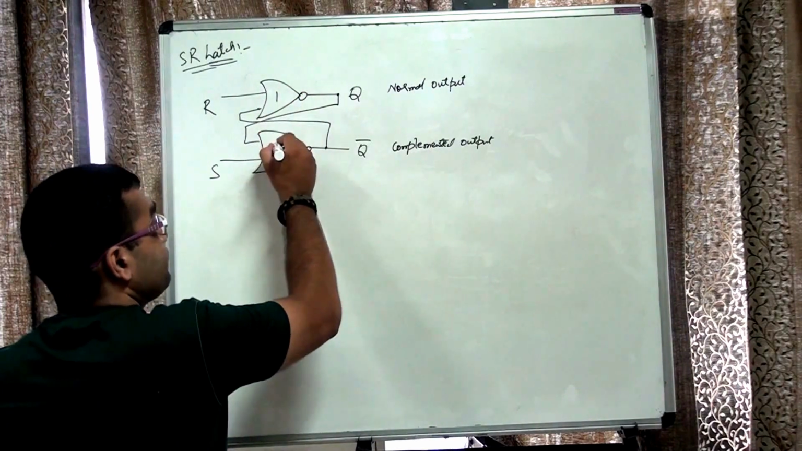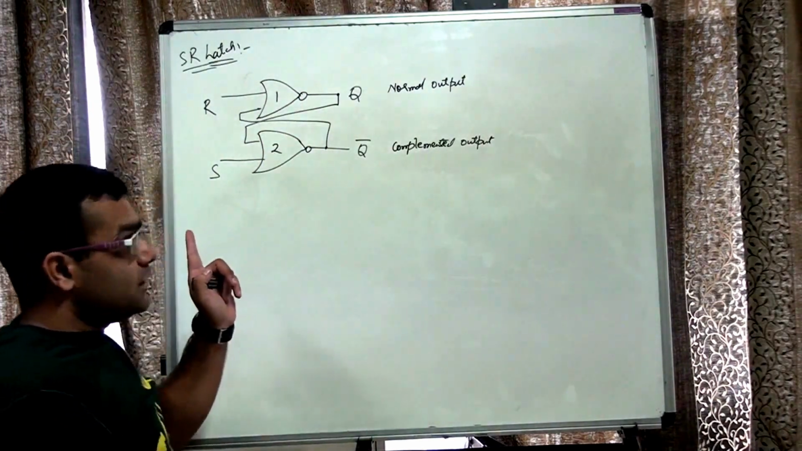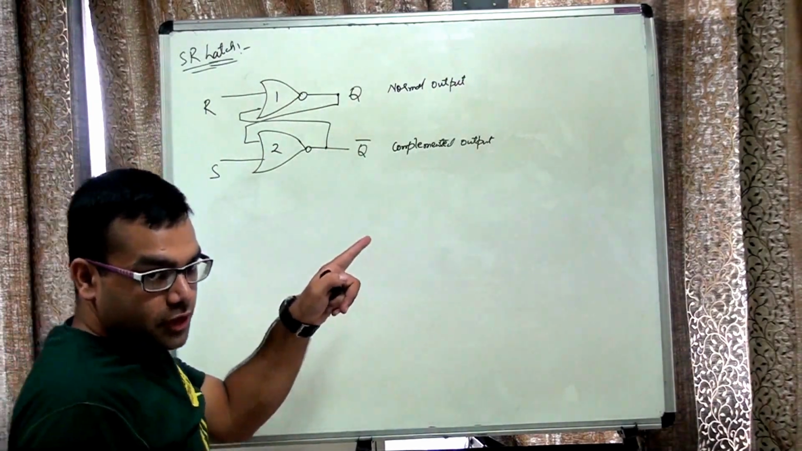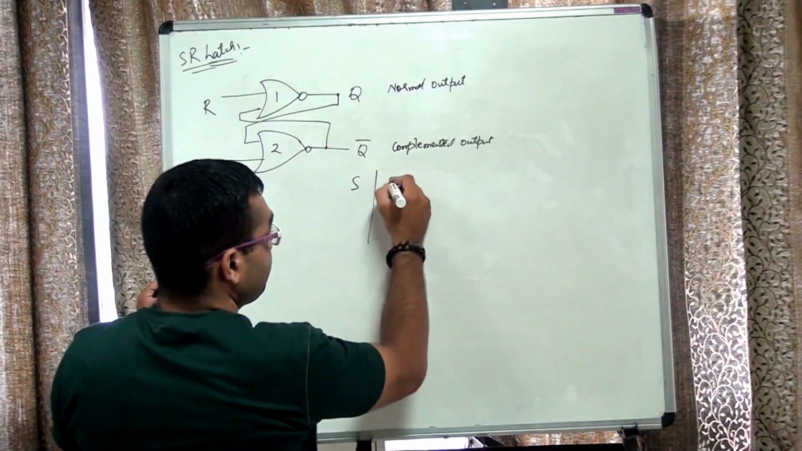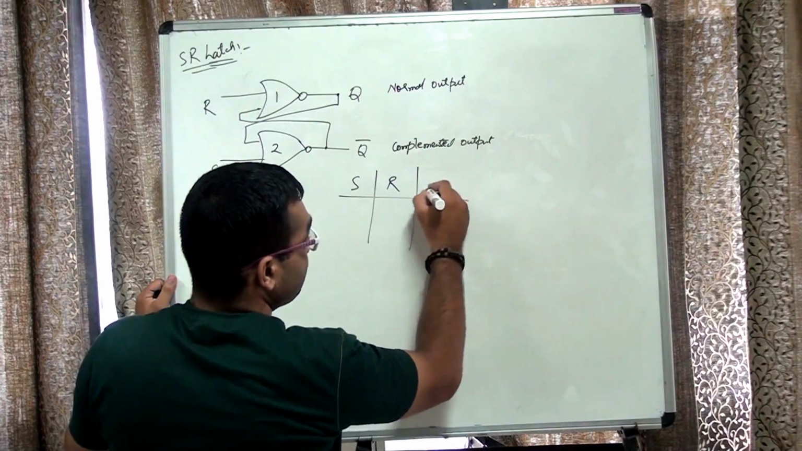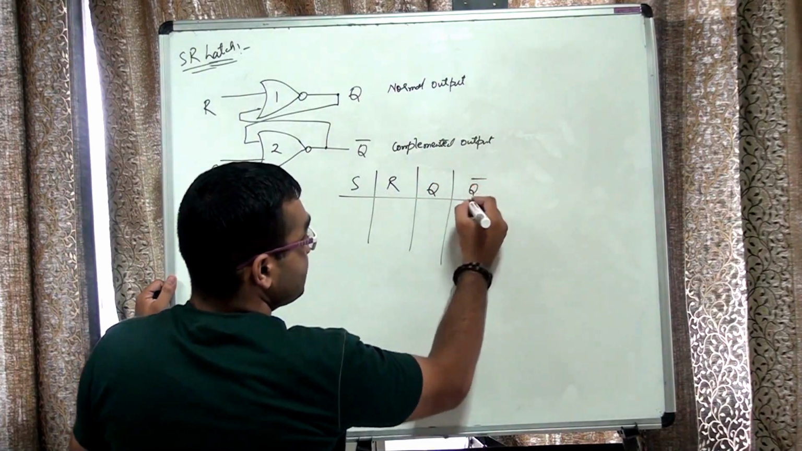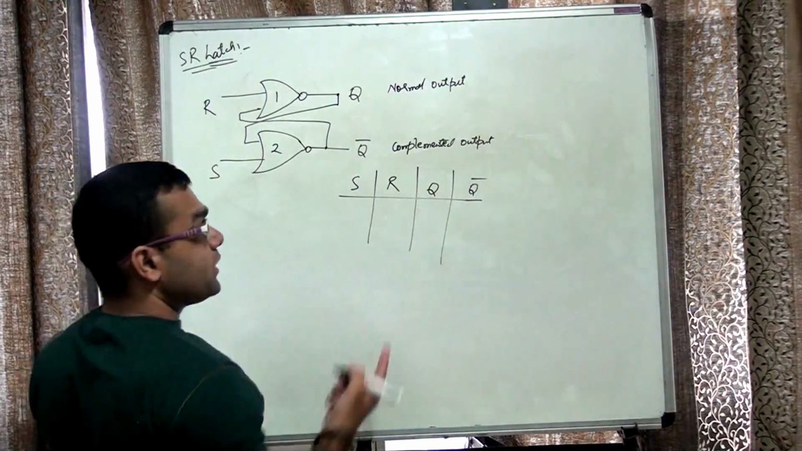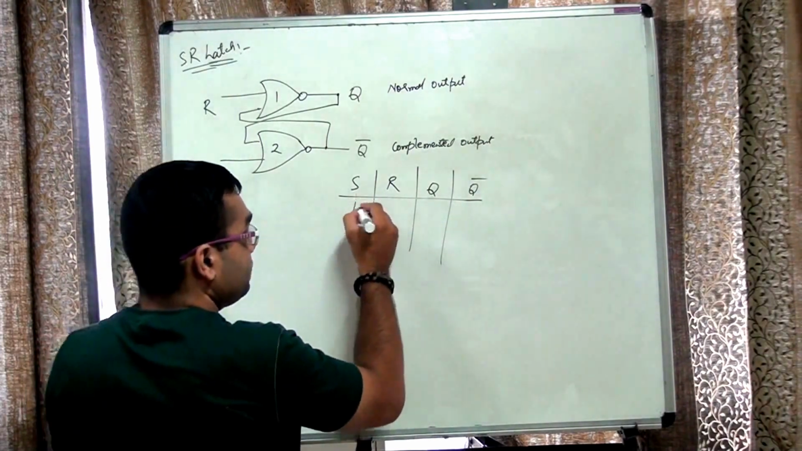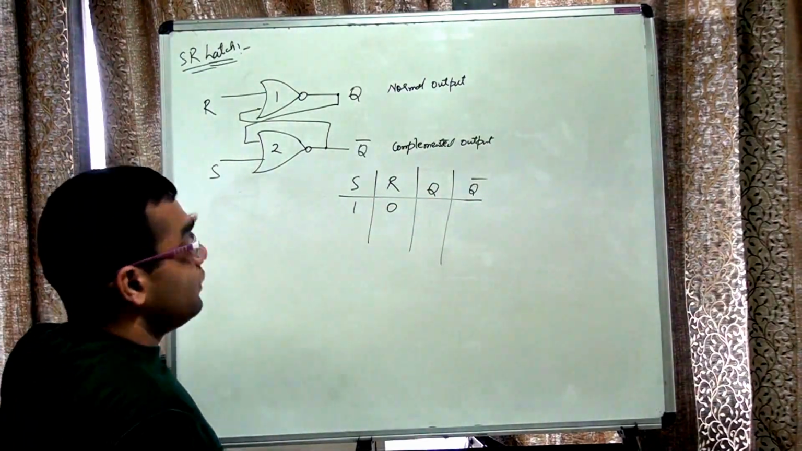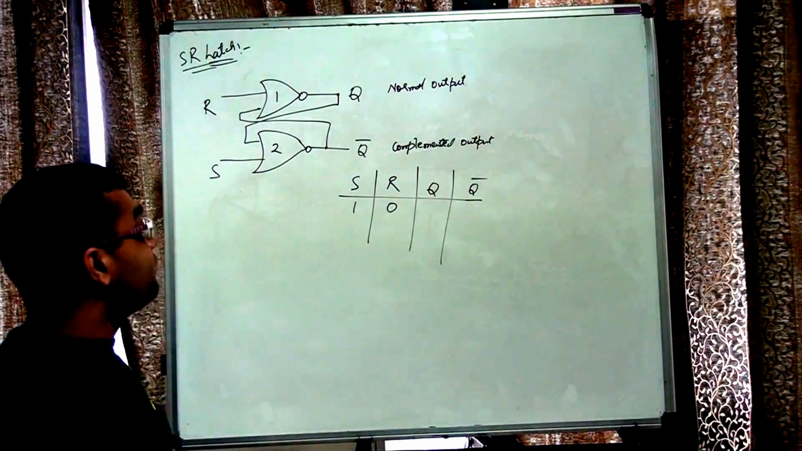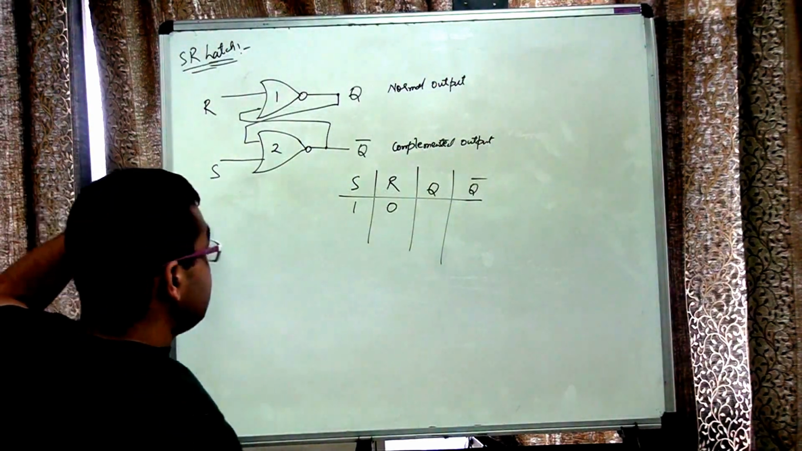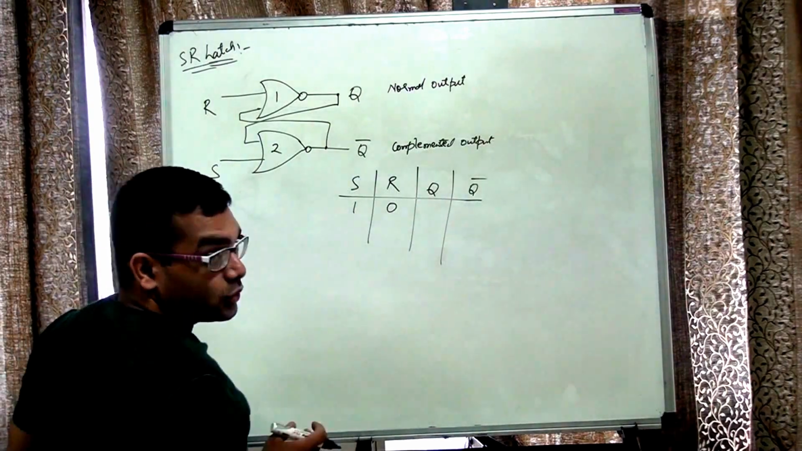Alright. Now let us try to understand the working of the circuit through the concept of truth table. Okay, so first of all, S and R are our inputs and Q and Q bar are our outputs. You remember we talked in the combinational circuit about the working of the gates. Initially, say suppose I start with S as 1 and R as 0.